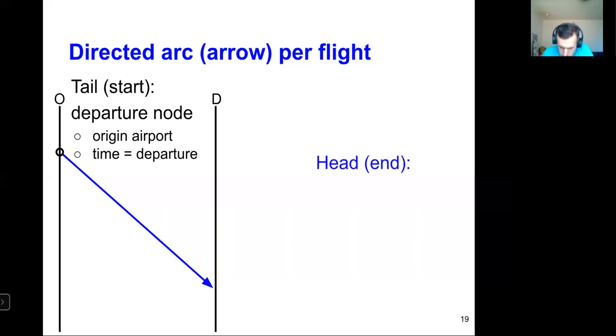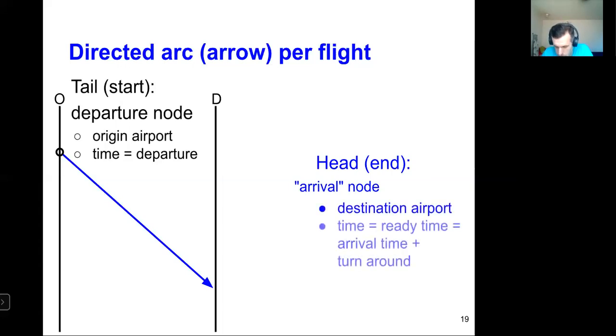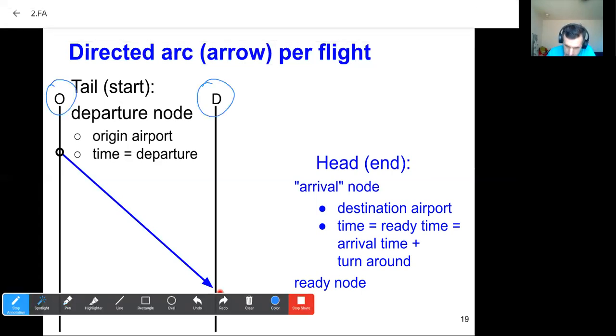Now, when it comes to the end point of the arrow, of course, it goes to the destination airport and thus represents kind of the arrival node. But the time to which it goes is not the arrival time. It's actually the arrival time plus the turnaround time. Okay, so what it represents is that the end of this arrow represents the time when the aircraft is ready to depart. So maybe it has arrived over here, but then it still has to spend some time on the ground before it is ready to take off.